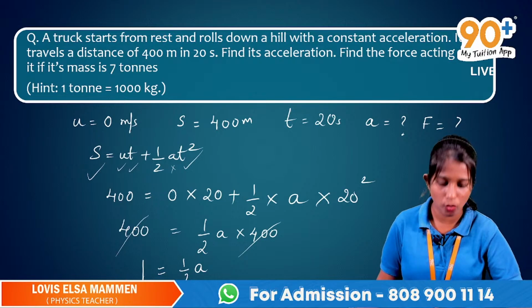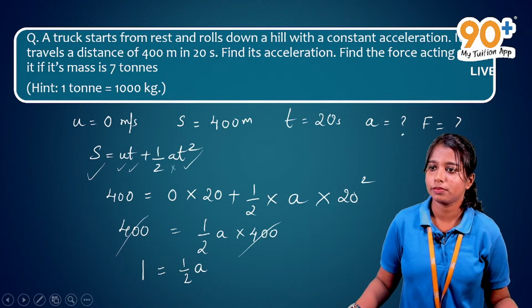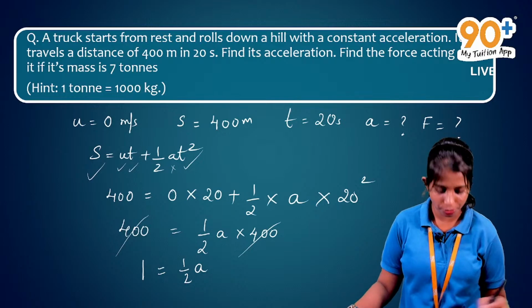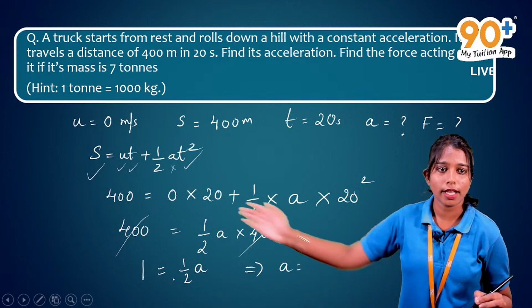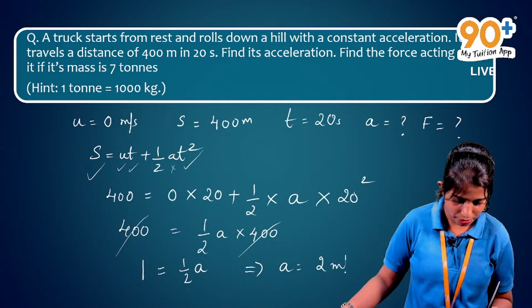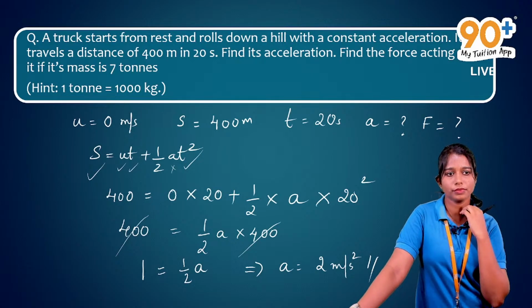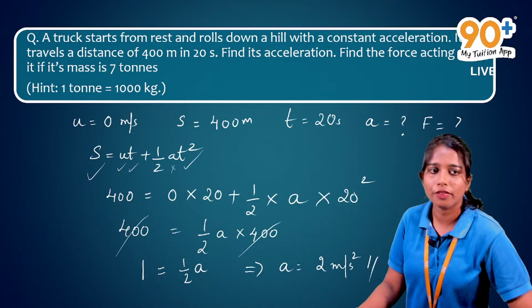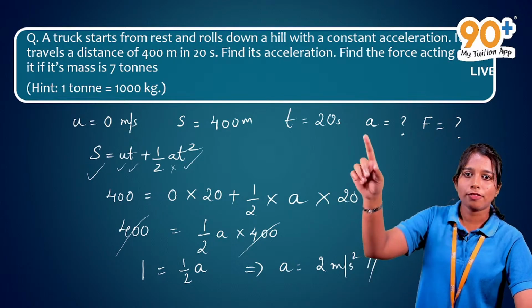From there a is equal to, what is remaining? The 2 will go to the LHS. From there a is equal to 2 into 1. It goes to the LHS. 2 meter per second square. So you have got the acceleration. Got it? So we have found the acceleration.